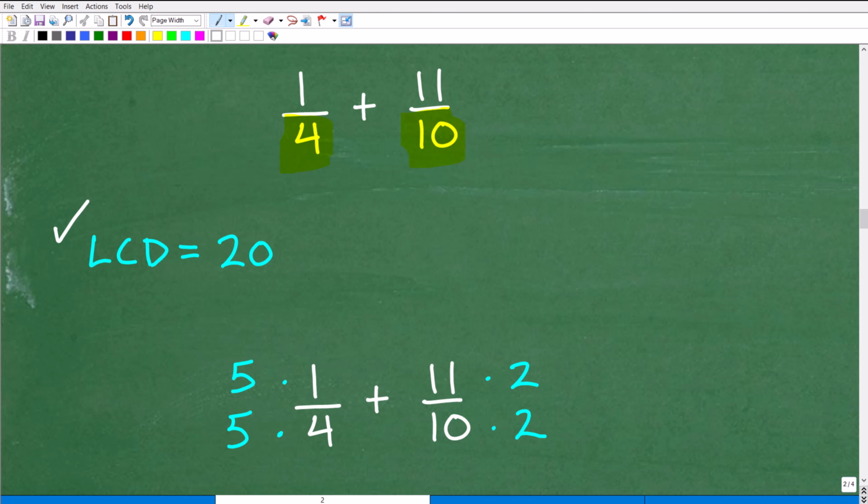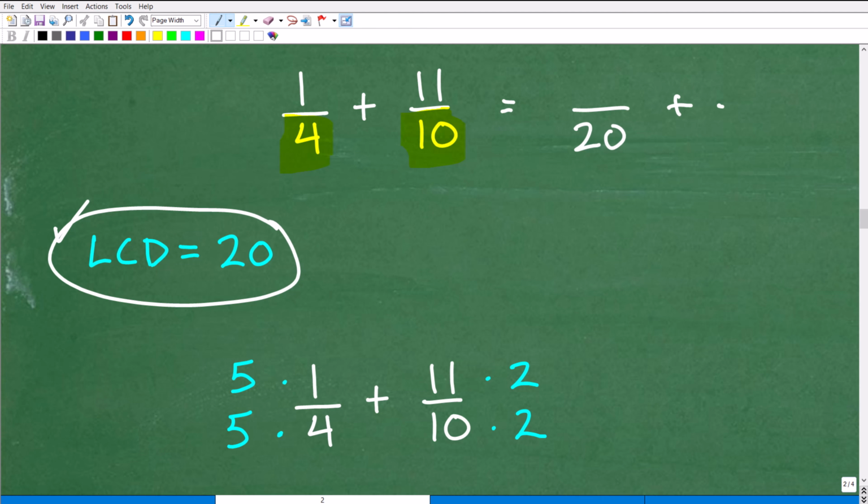I want to point you towards my Math Foundations course, and I do have additional videos on my YouTube channel on exactly how you find the LCD. But here's the bottom line: the LCD is 20, meaning that we need to rewrite these fractions such that the denominators are 20. So in order to do that, we need to adjust the numerators. Let's go ahead and do that now.